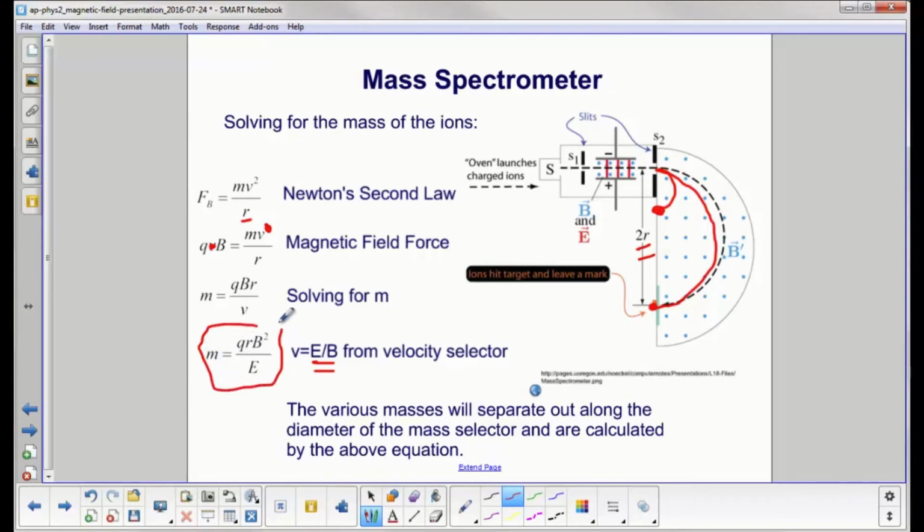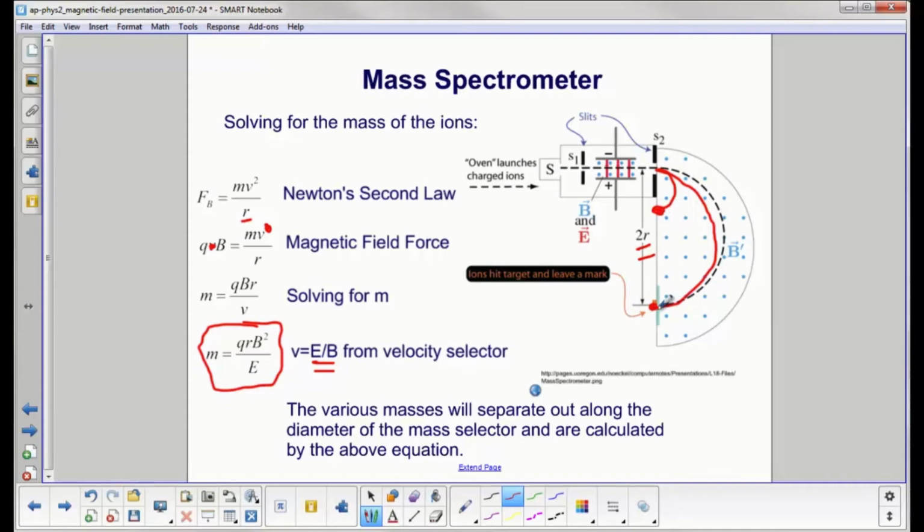and this tells me I measure the radius, I measure the distance, and recall, if I measure from here to here, I cut it in half to plug in R. I know what the magnetic field is because I set it. I know what the electric field is. I know what the charge on the ions is. I did that using a separate method that we're not talking about here. And that will now tell you the mass of this object.